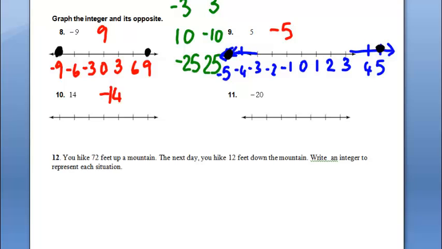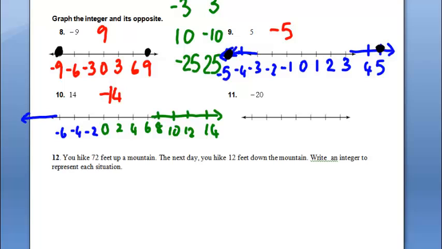And this time I'm going to go by 2s. So I'll start with the 0, 2, 4, 6, 8, 10, 12, 14. And on the other side also, I'm going to go the same way, -2, -4, -6, -8, -10, -12, and -14. I don't know if you can see it on the board, -14. And then you're going to go ahead and plot the points at the 14.